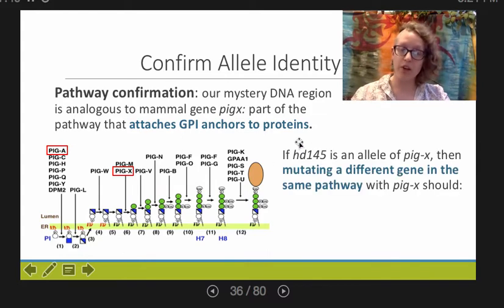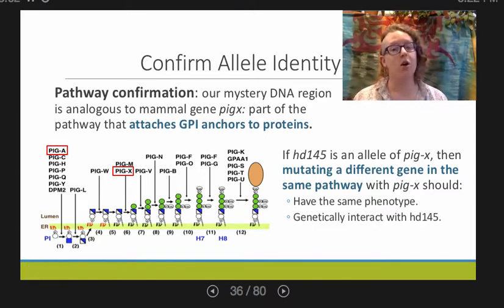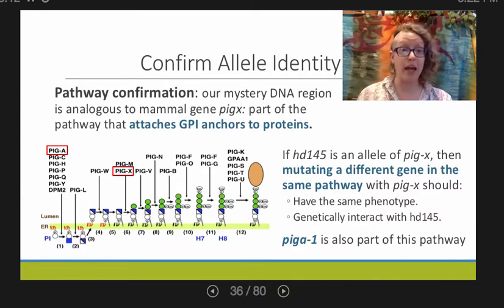If HD145, our mutation, is an allele of PIGX, then if you mutate a different gene in the same pathway, it should result in the same phenotype, because it's messing with the same process. It should have the same results, right? And also, it should interact with our mutant and other genes in this pathway in predictable ways. We use PIGA1 because we could find it.